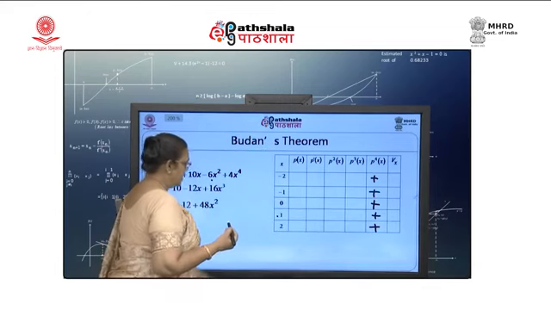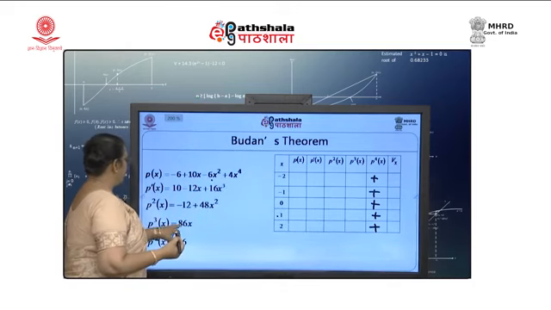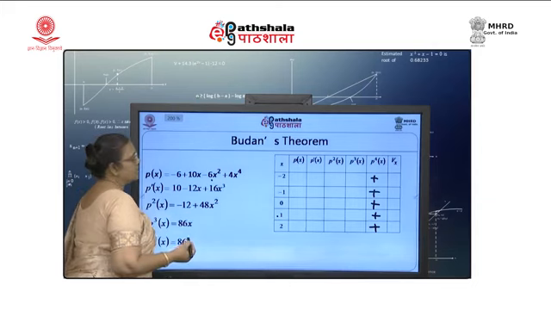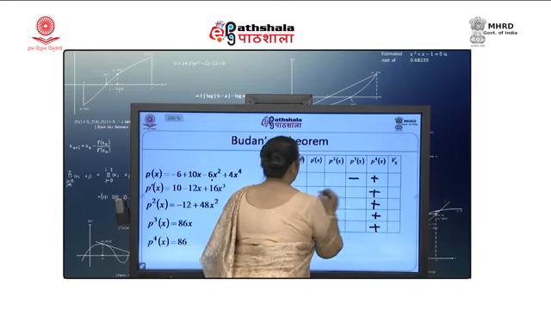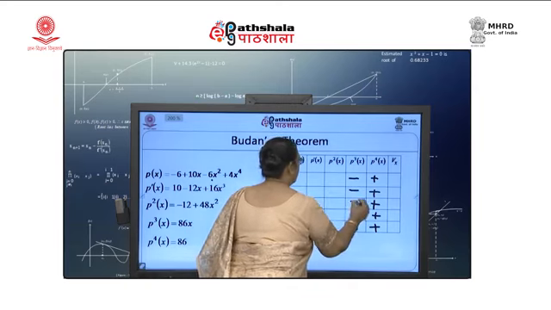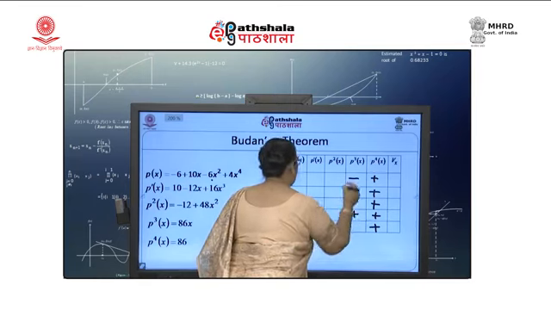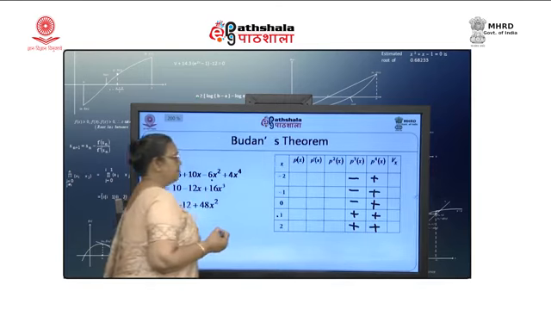Now, let us fill the third derivative column. p 3 x is given by 96 into x. So, if x is positive, the value of p 3 is positive. If x is 0, the value of p 3 is 0. If x is negative, the value of p 3 is negative. So, here x is minus 2, p 3 will be negative; x is minus 1, p 3 will be negative; at 0 it is 0; at 1 the third derivative will be positive; at 2 the third derivative will be positive.